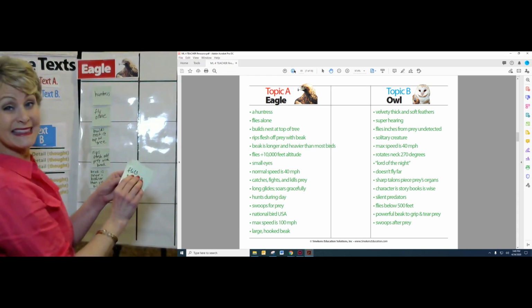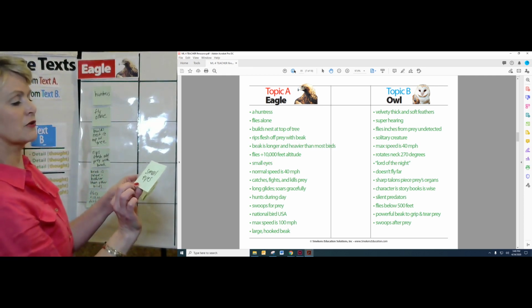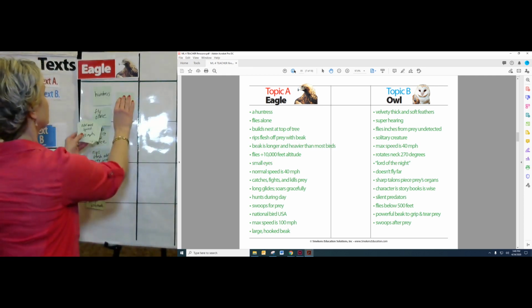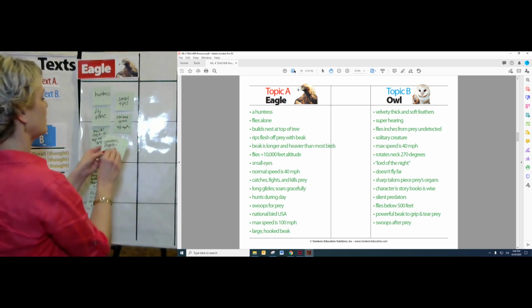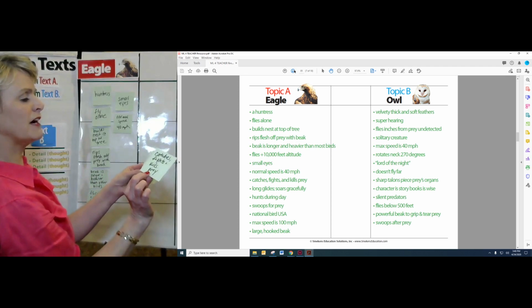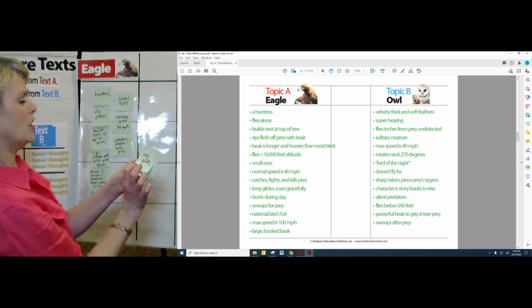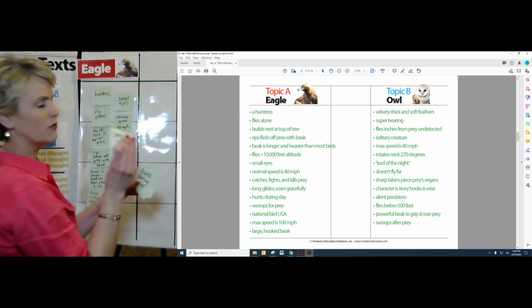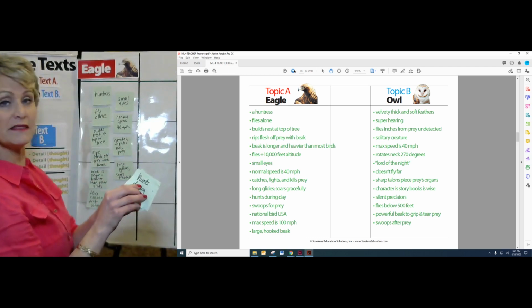Eagles fly more than 10,000 feet above altitude. Eagles have small eyes. They normally fly at 40 miles an hour. An eagle will catch, fight, and kill its prey. Eagles glide long and soar gracefully. Oh, it must be how they fly. Glide and soar. Okay, hunt during the day.